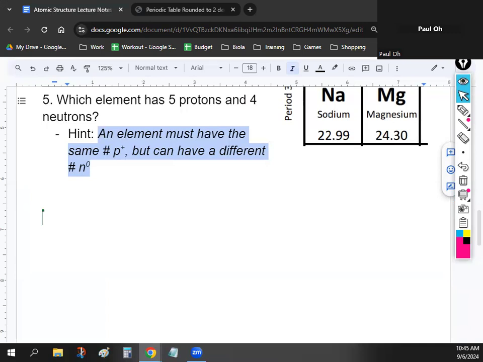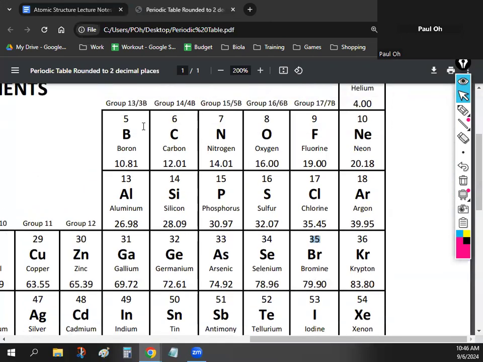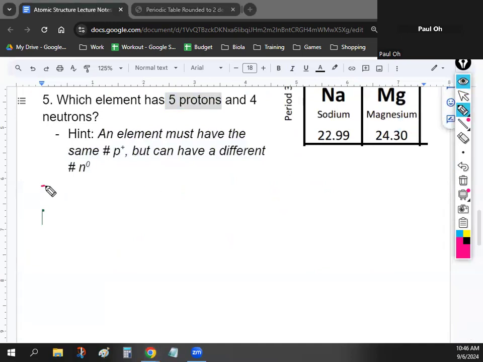All right, so let's talk about what that means. It's asking what element has 5 protons and 4 neutrons, right? So again, the protons are the only thing that matters when you're talking about the element. So if we look on the periodic table, if we look for the one that has 5, it's going to be boron. Okay, so your answer to number 5 is going to be boron. And here it's saying it has 5 protons and 4 neutrons. The neutrons do not matter when it comes to the identity of the element. It could have 4 neutrons, it could have 100 neutrons, it could have 0 neutrons.